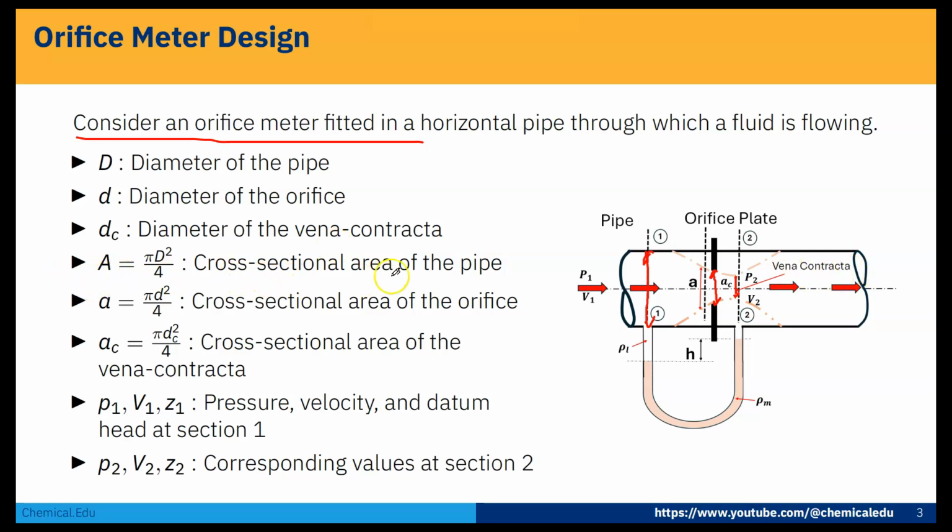Now if I calculate the cross sectional areas, obviously pi by 4 D squared is the area of the pipe, pi by 4 small d squared is the cross sectional area of the orifice, and Ac is the cross sectional area of the vena contracta, pi by 4 Dc squared. Now consider a point here and a point here: P1, V1 and Z1 are the pressure, velocity and datum height at section 1, and P2, V2 and Z2 are the corresponding values at section 2.